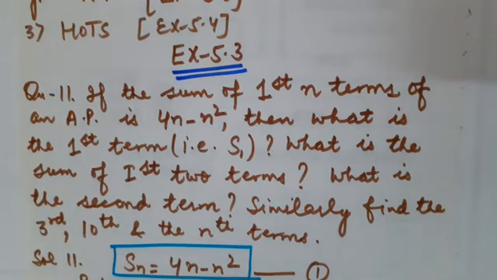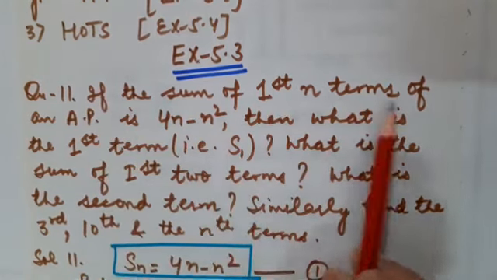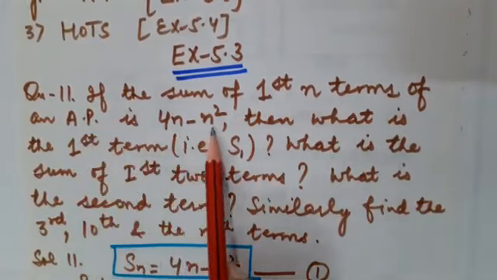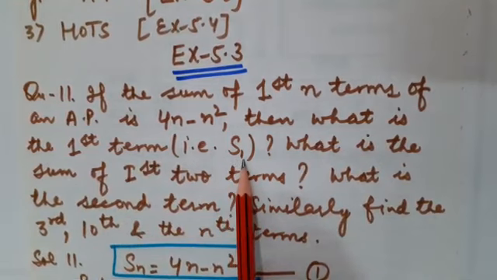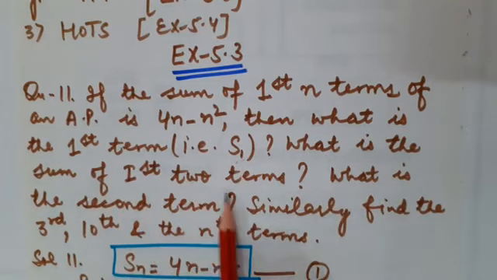For that, children, I am going to take question number 11 from exercise 5.3 so that you can better understand the concept. If the sum of first n terms of an AP is 4n minus n square, then what is the first term? Definitely that would be known as A1, but here you are going to call it S1. The reason I am going to explain to you. What is the sum of first two terms? What is the second term? That is A2. Similarly, find the third, 10th and of course the nth term.